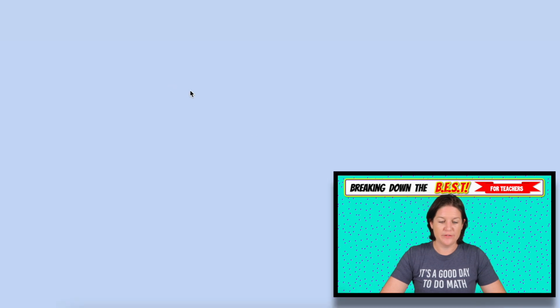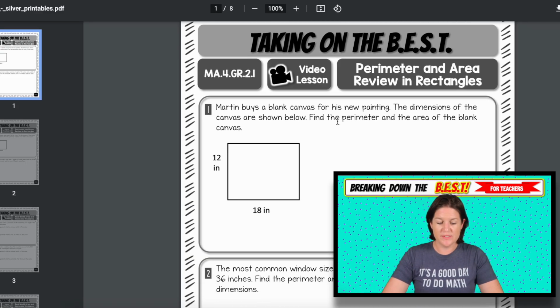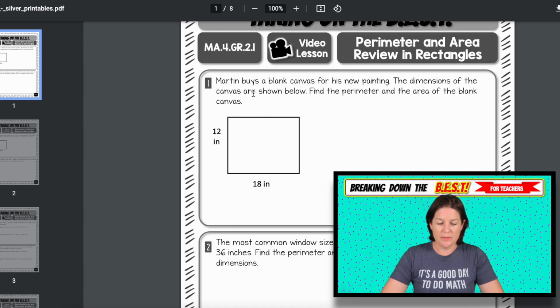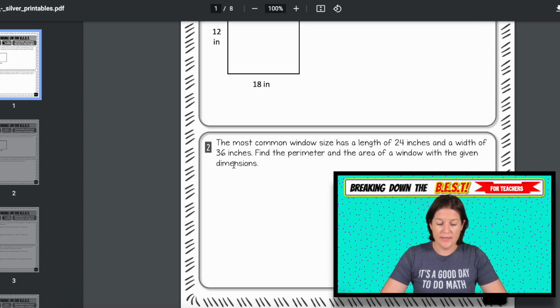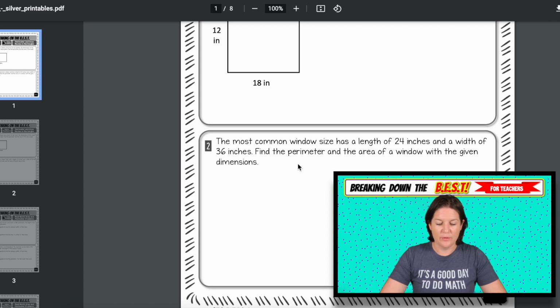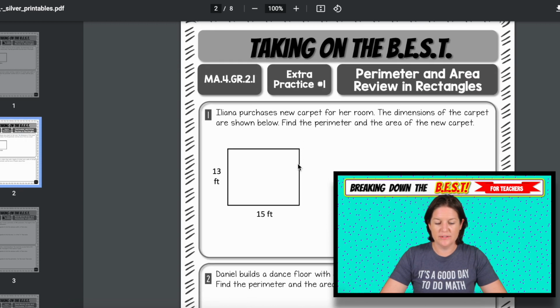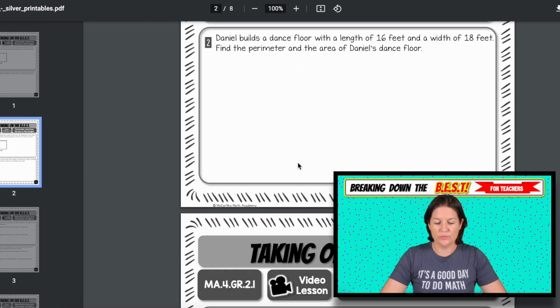So if we click right here at click for your printables, then we're brought to the printables, and you can see here we've got the video lesson, that's the bronze resource right there. It says that Martin buys a blank canvas. The dimensions are shown, so we don't have a missing side length here. We're just practicing to find the area and the perimeter, bumping it up to that 4th grade level where we have 2 digits for the factors that we're multiplying for the side lengths. Here it says the most common window size has a length of 24 inches and a width of 36 inches, so use this to find the area and perimeter. Okay, so that would be practice there. After they watch the video lesson, they can practice on their own right there.